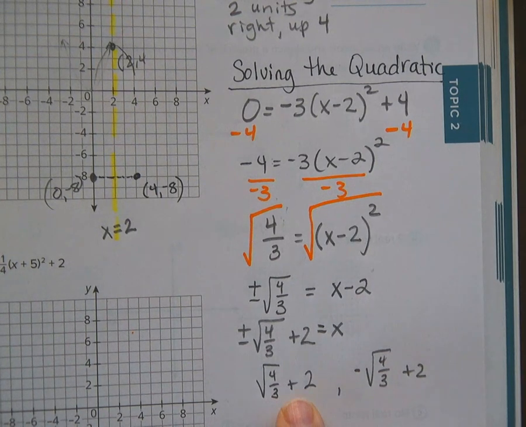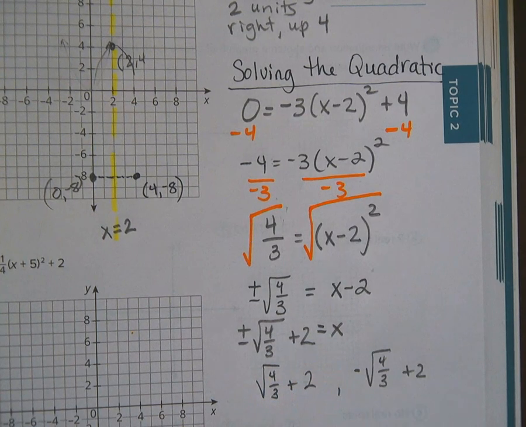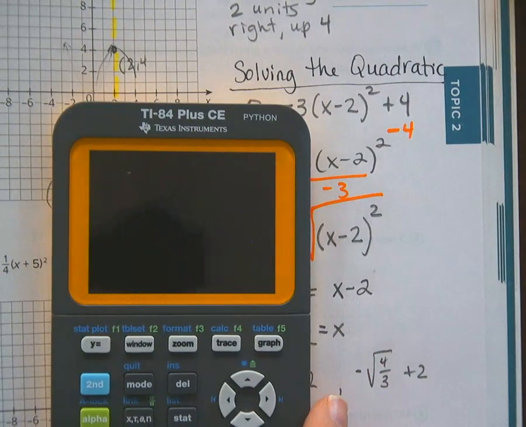Okay, so these down here are the exact solutions. So if the exam asks you for the exact solutions, you will leave it like this. But for us to draw a graph, does anybody know where the square root of 4/3 plus 2 is on a graph? No, I have no idea right now. I could guess where it is, but I don't know where that is. So then we grab our calculators.